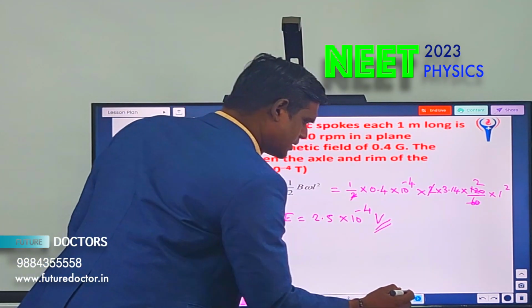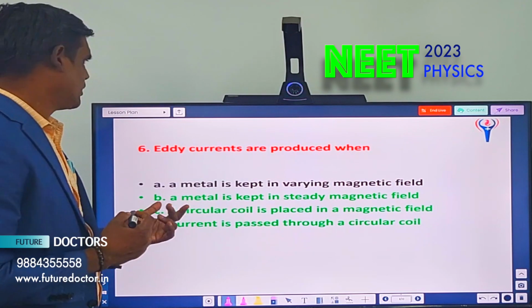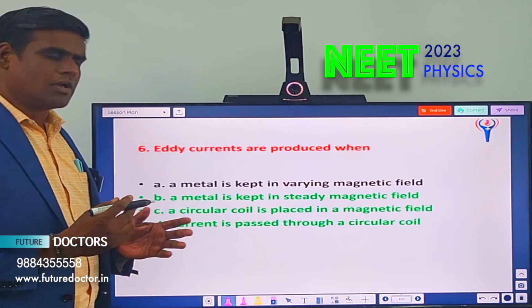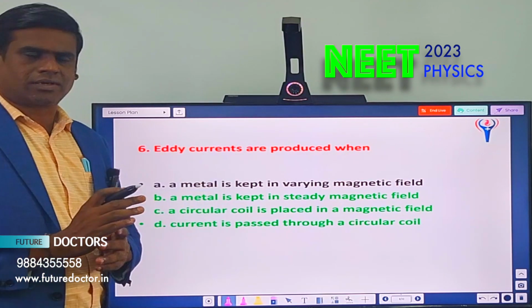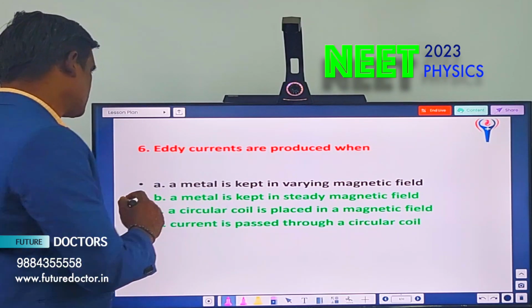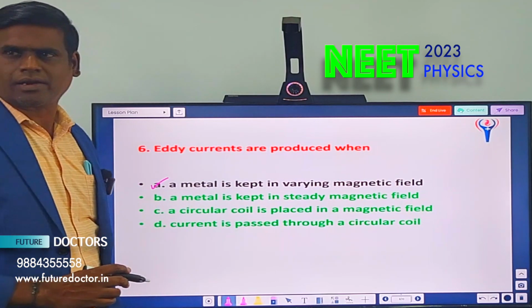Let's move to question number 6. Eddy currents are produced when dash. That is, eddy currents are produced when a metal is kept in a varying magnetic field. That is, a metal moving conductor kept in a varying magnetic field, eddy currents are produced. That is, option A is the correct answer.